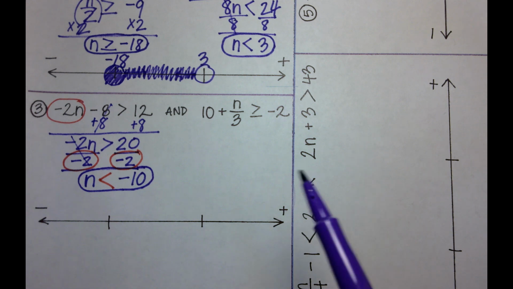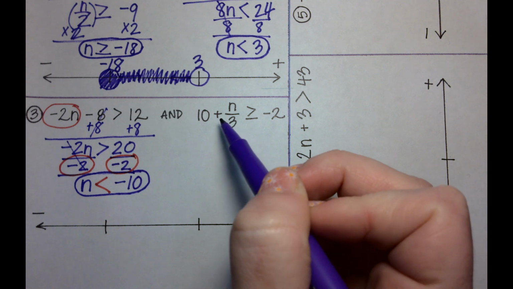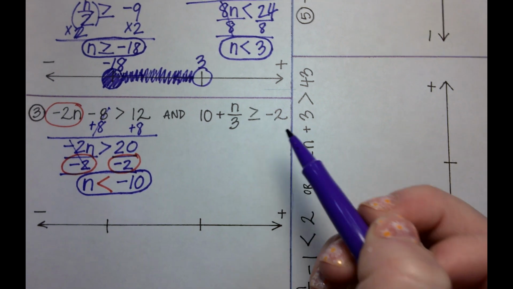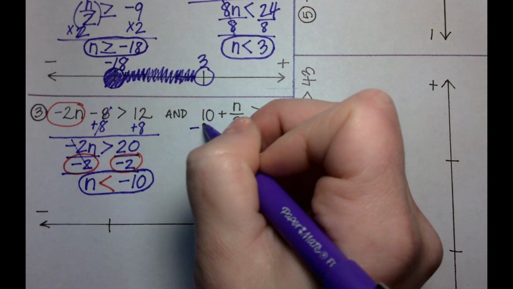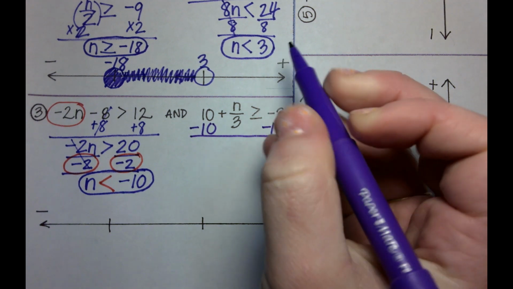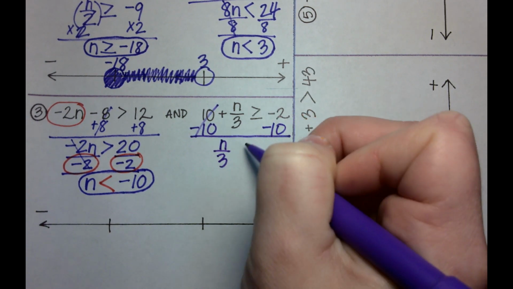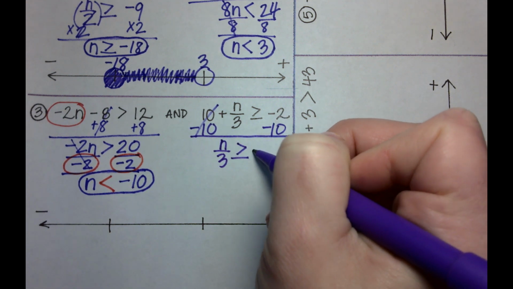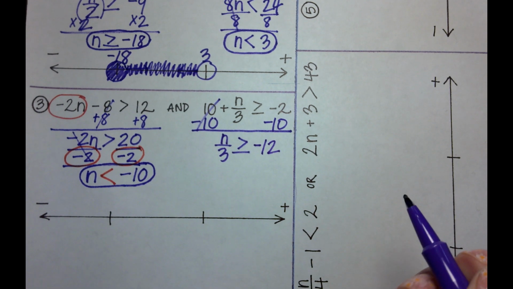All right. Let's go on to the next one. We have 10 plus n over 3 is greater than or equal to -2. What would I do here? Good. Let's subtract 10. And those cancel. Bring down my n over 3, greater than or equal to what? Good. -12.